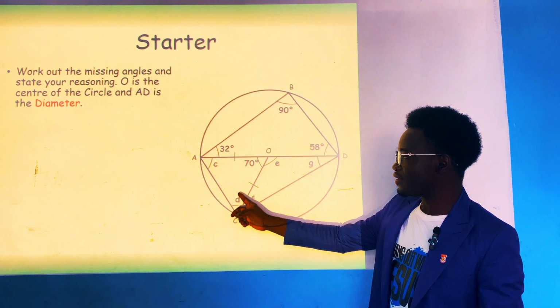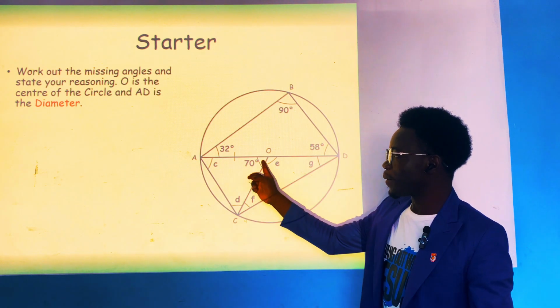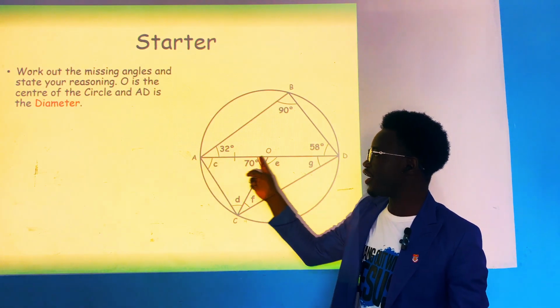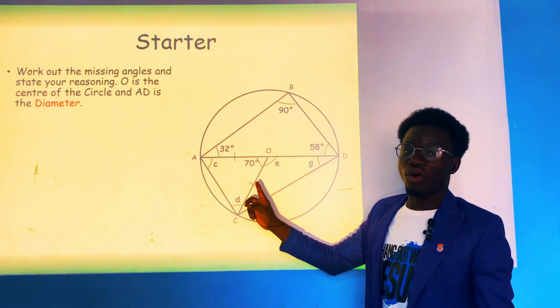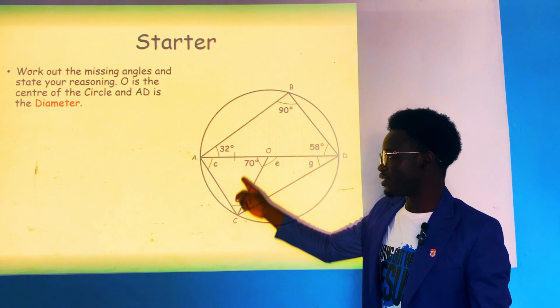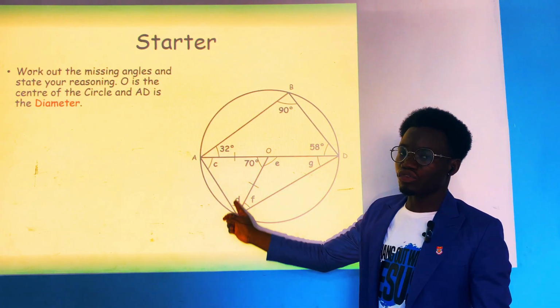Now we're going to get C. Looking at this angle, this line and this line are equal because this is a radius and this is also a radius. Radius OA and radius OC. And when they are all radii, they are all equal. This line and this line. That's why I've shown this. And if they are equal, it means the base angles are also equal.